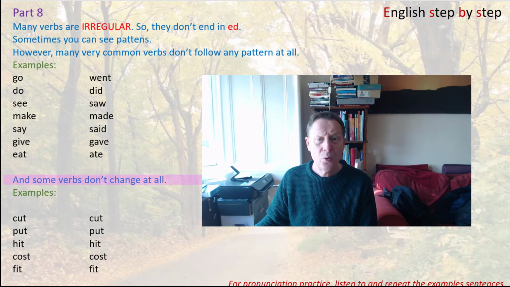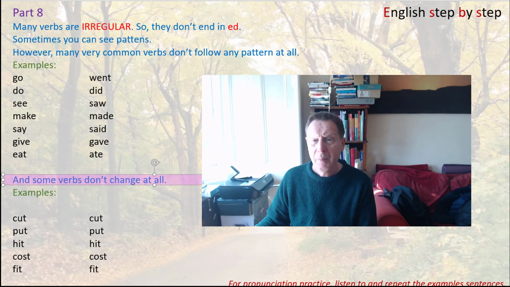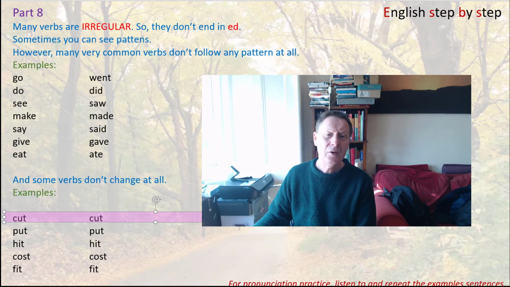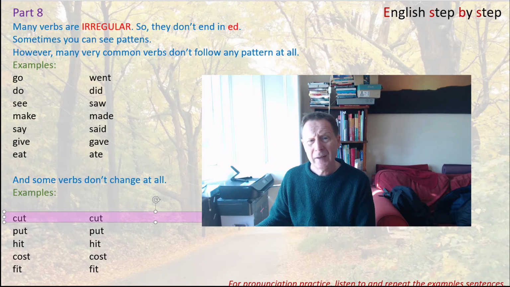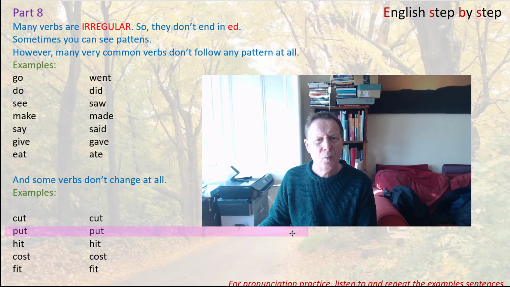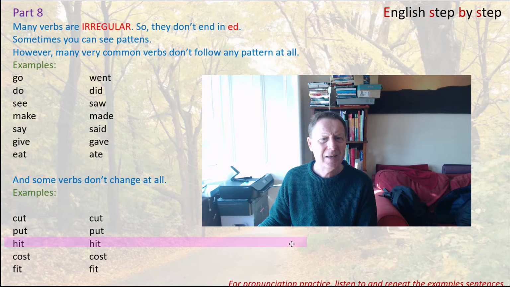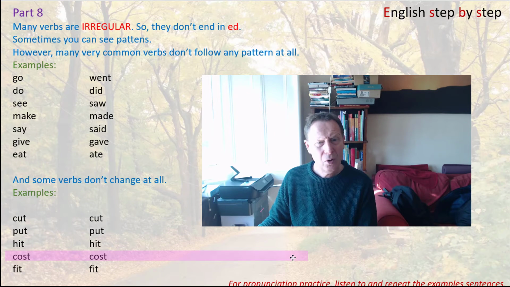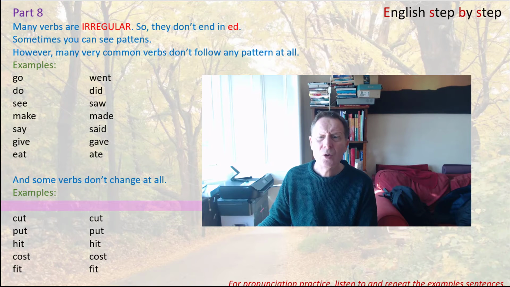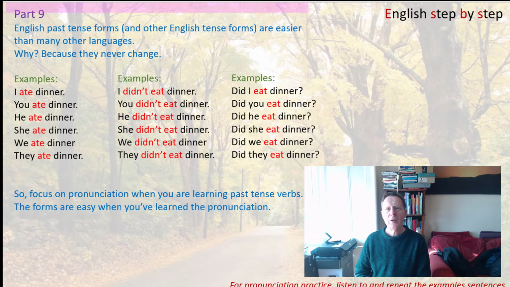Now, some verbs don't change in the past tense. So, for example, cut, cut. You say, today I cut, last week I cut. It doesn't change. Also, put and put, hit and hit, cost, cost, fit, fit. None of these verbs change when you're talking about the past tense with past situations. So that finishes our look at the pronunciation points connected to past regular and past irregular forms.